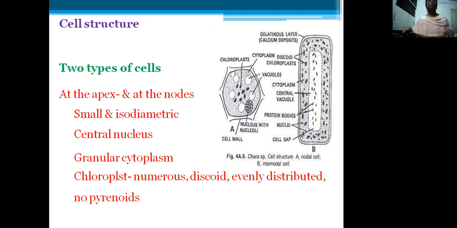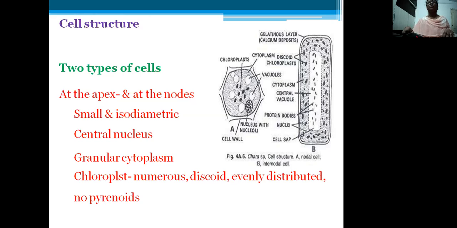Coming to the structure of cells present in the filamentous structure of the plant body. At the nodal region and in the internodal region, the cells show variations in their internal structure also. In the nodal region there are two types of cells, at the apex and at the node. So there is a difference. The apical cell is dome shaped, which is different from the other cells. At the apex and at the nodes, the cells have a similar type of structure. They are small and isodiametric.